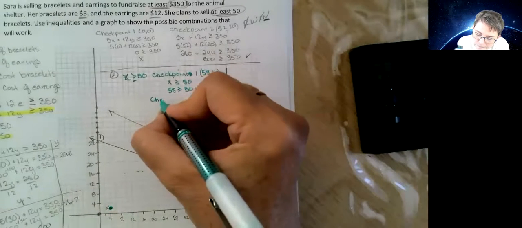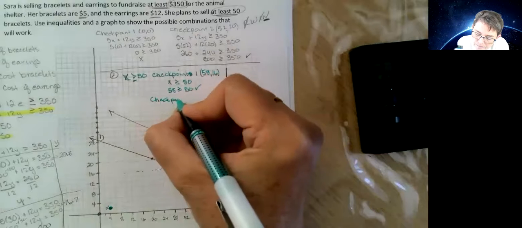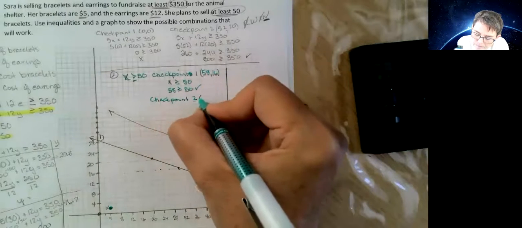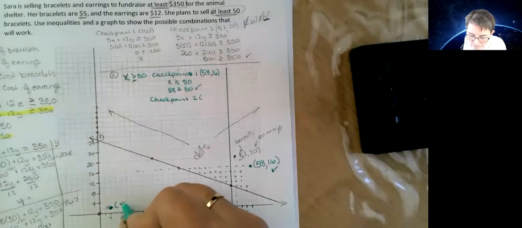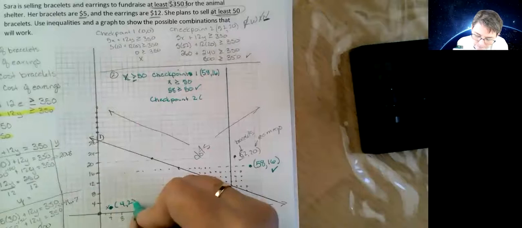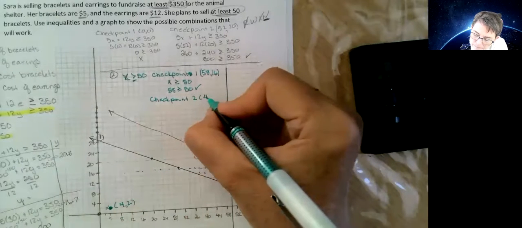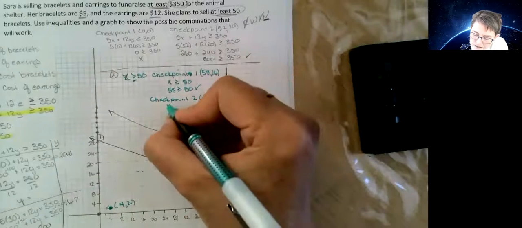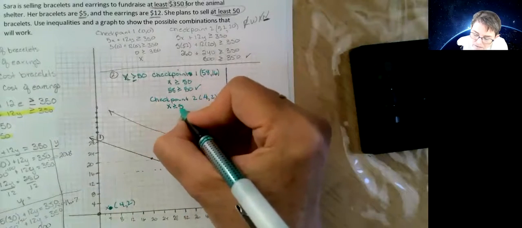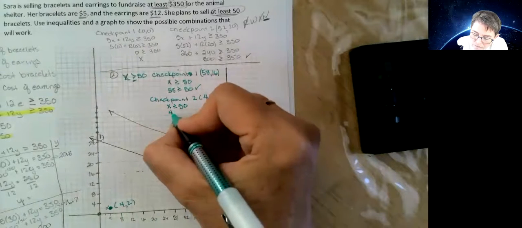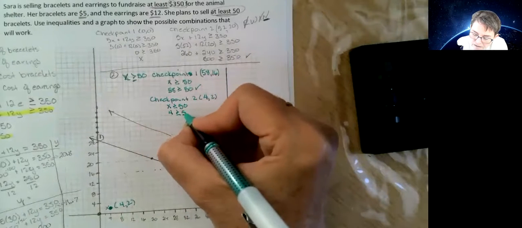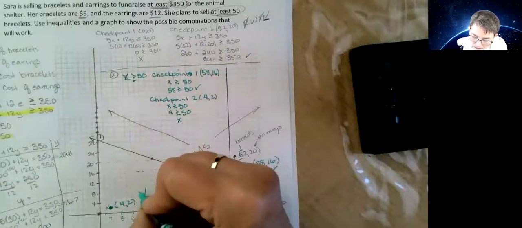Checkpoint 2. I'll use this one over here, which is 4 and 2. X is greater than or equal to 50. So 4 is greater than or equal to 50. Yeah, not so much. So this side's no good.